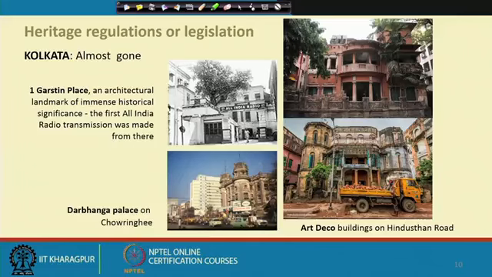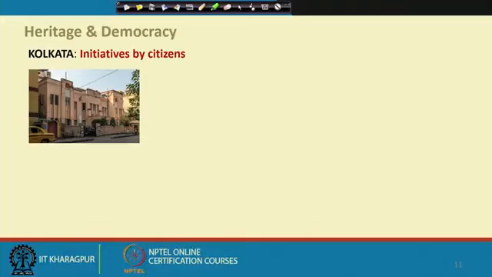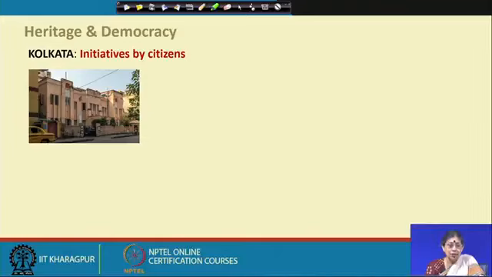The promoters are coming and demolishing the structures, and sometimes the owners, even if they do not want to, do not know what the options or alternatives are to cope with the economics. So, heritage economics is a very important part, and there comes the role of the voluntary organization apart from the rules and regulations. There are initiatives by the citizens. We will see how these NGOs and voluntary organizations are playing their part.